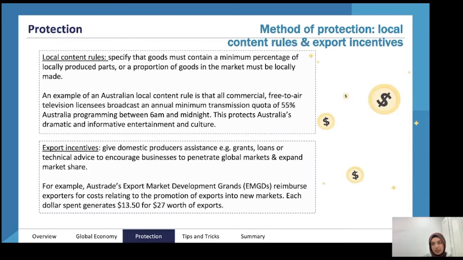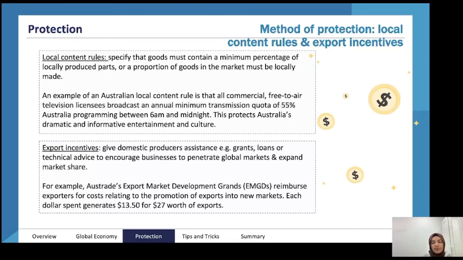We've then got local content rules and export incentives as our other two methods of protection that are implemented by the government. Local content rules look at the idea of specifying a certain number of goods or a minimum percentage of locally produced parts in a product that you are selling, or a proportion of goods in the market must be locally produced. So sometimes you'll see a little sticker which says that 80% of Australian ingredients used or something, normally on food. So that's an example, right?